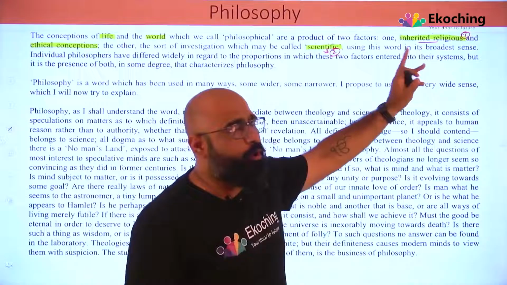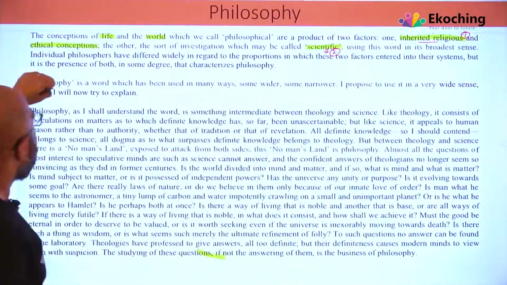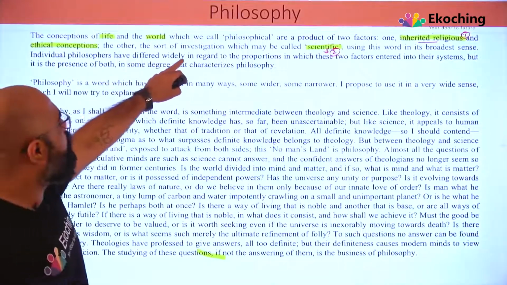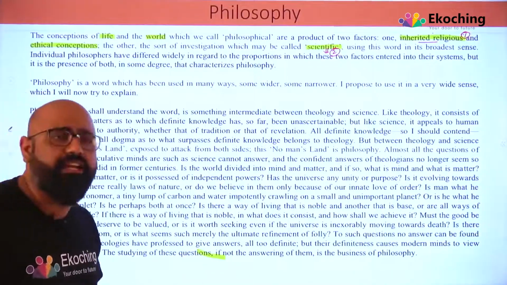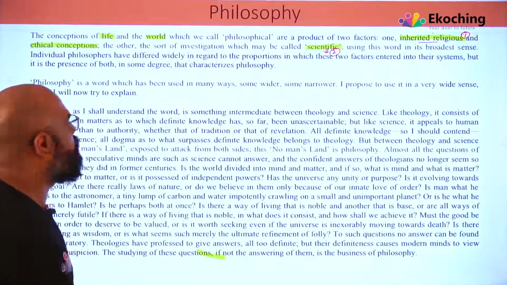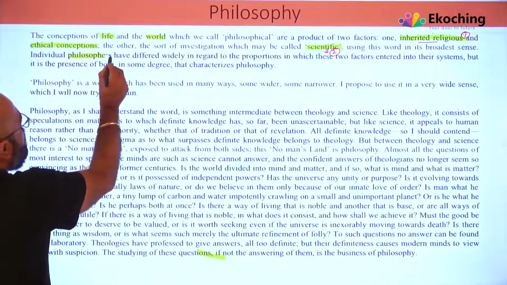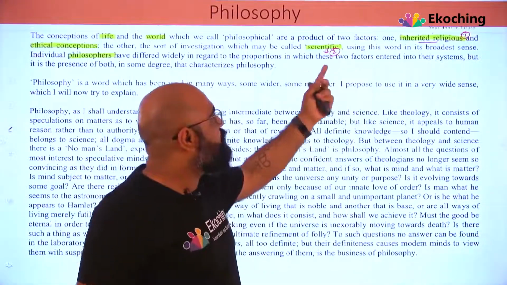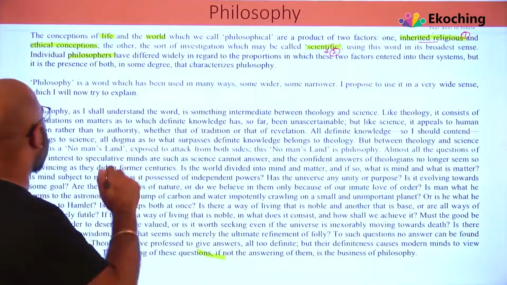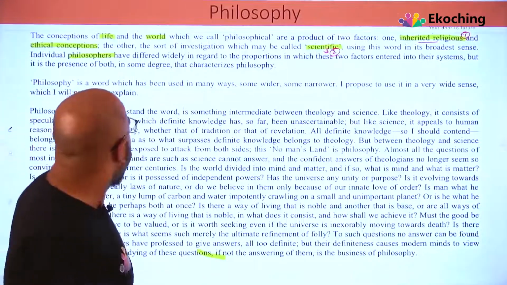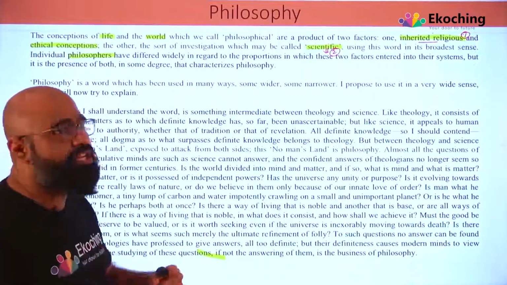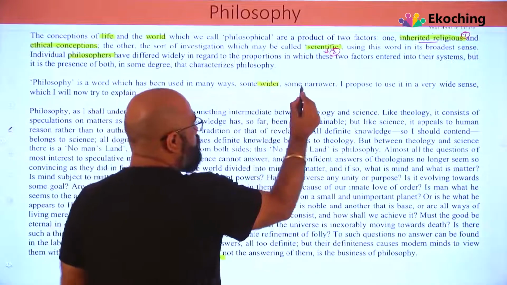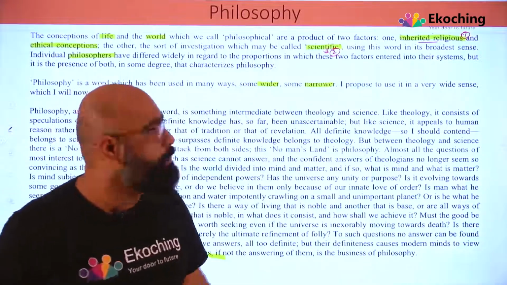Using this word in the broadest sense, they are talking about scientific. Individual philosophers have differed widely in regard to the proportions in which these 2 factors enter into the system. So these philosophers differ a lot on both things, on this explanation or on that explanation, right? They differ on both things. Now what is he saying? Philosophy is a word which has been used in many ways, some narrower, some wider. Many use it in a wider sense and many of us use it in a narrower sense.